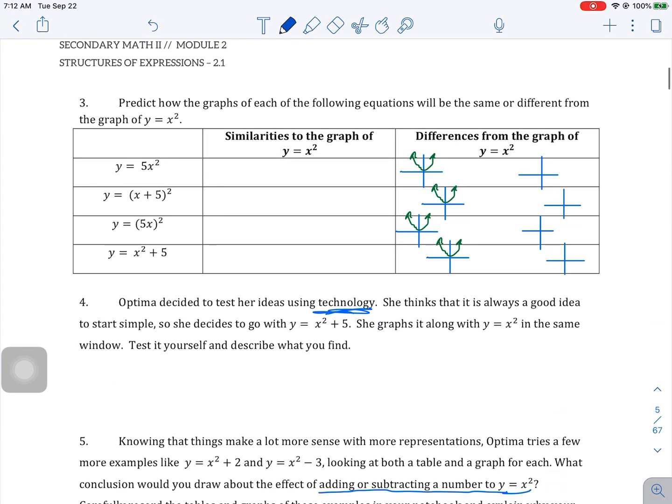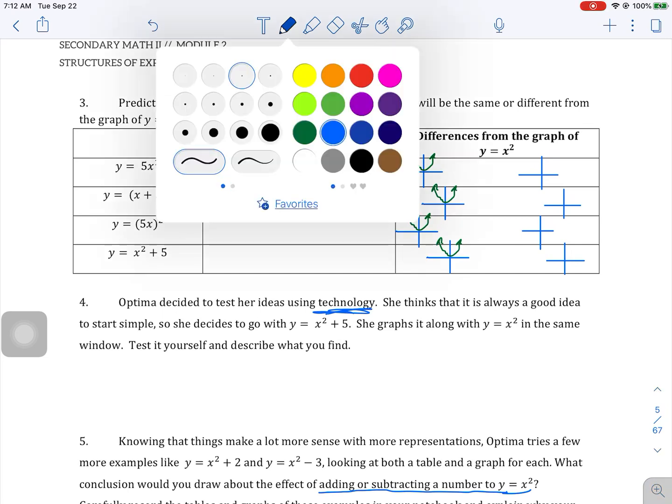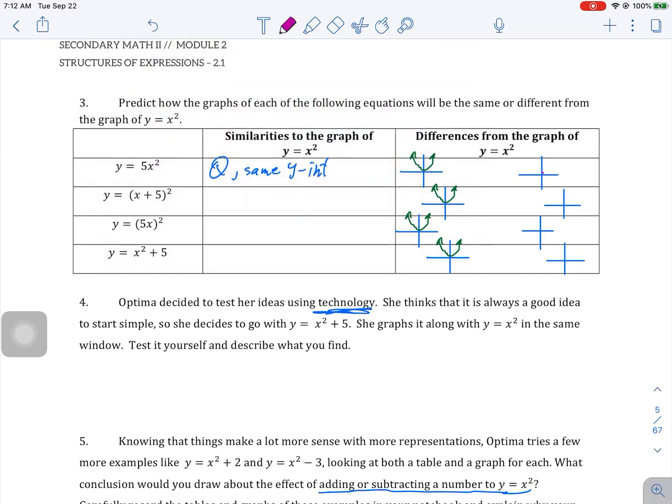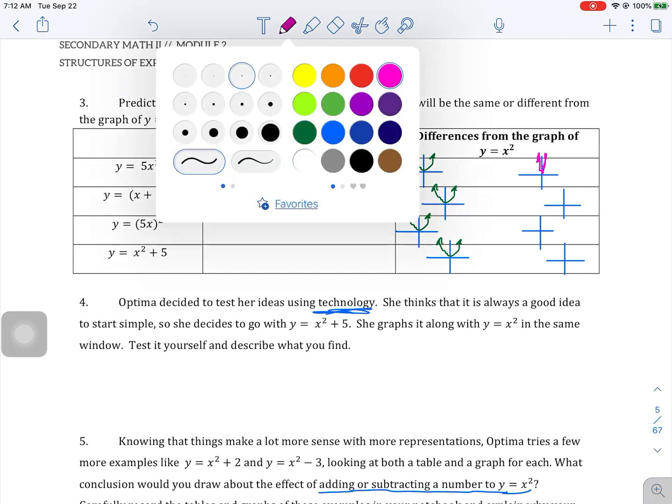All right. And then the other one I wanted to go through, number 3, we're comparing transformations to the original, and we're looking at graphically what it looks like here. So this would be 5x squared. They're both quadratic, and it has the same y-intercept, right? But the difference is it's going to be much narrower of a parabola.